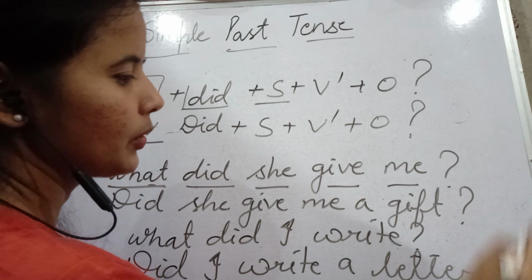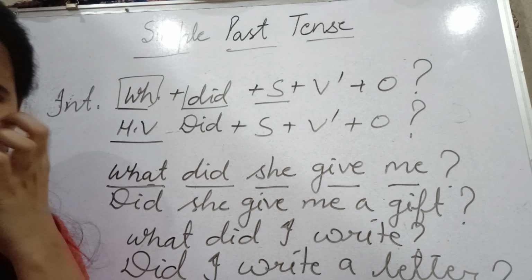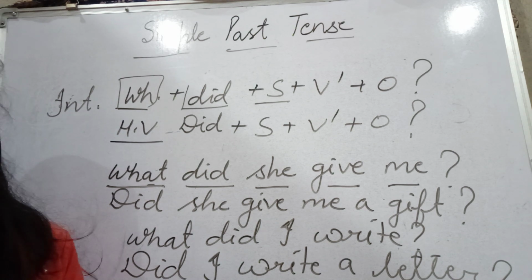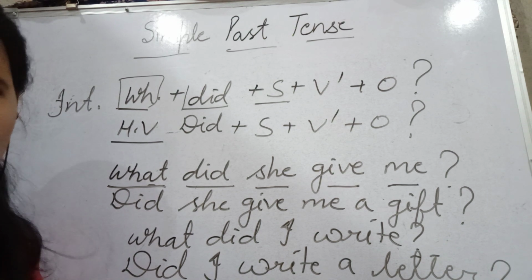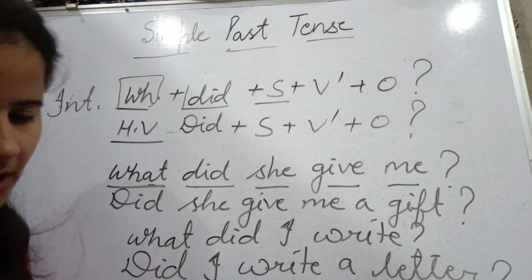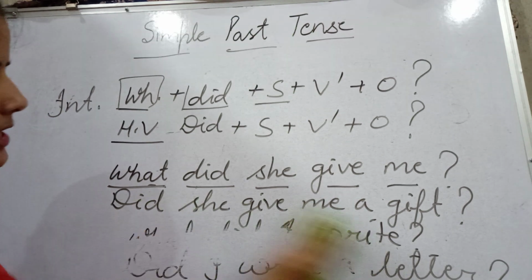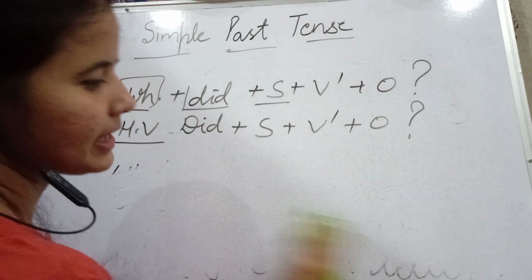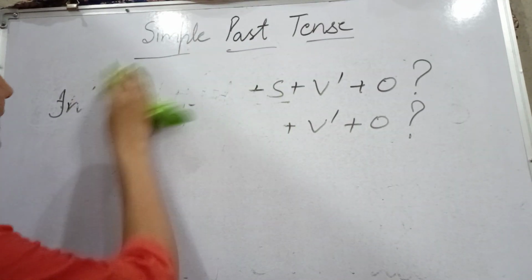Okay, done. So this is an interrogative sentence. You can begin your interrogative sentence either with a helping verb or with a WH word. Both will be correct here. You just need to look at the structure and remember the structure. What will be the structure of sentences here?